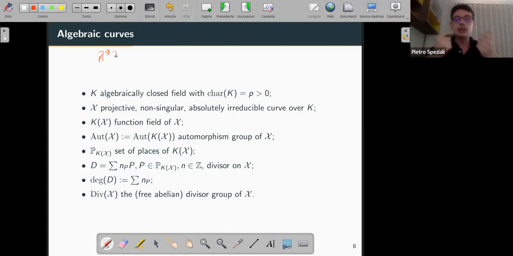So we have the set of places of k(X), and this set is in bijection with the points of X. So we have divisors, which are formal sums of places in k(X). The degree of a divisor is the sum of their weights, and actually we have a free abelian divisor group, which is the group generated, after this formal sum, by all the divisors on X.